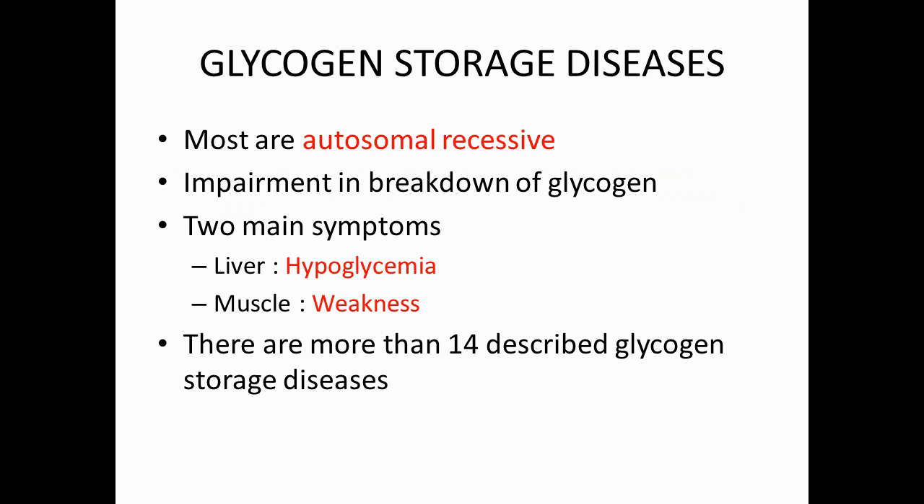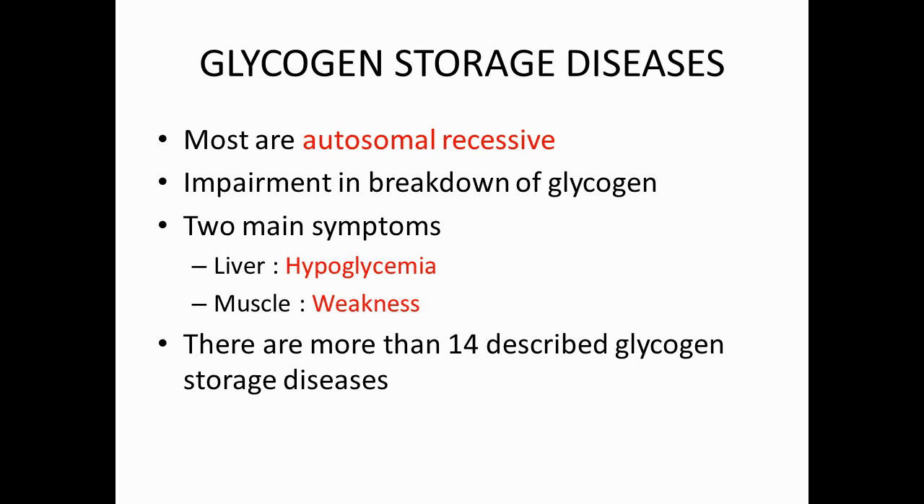So we're going to start off with the basic knowledge of glycogen storage disease. Most are autosomal recessive, and there will be impairment of the glycogen breakdown that we have seen before in my previous video. There are two main symptoms, related to the liver and muscles. In the liver, there will be accumulation of glycogen because glycogen breakdown is not working. Therefore, we will see hypoglycemia in our body.